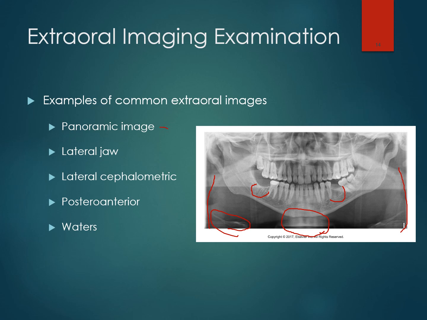The most common are going to be the panoramic and the cephalometric. Cephalometric x-rays are used in orthodontics to see where the position of the jaw is in relation to the upper jaw. Well, I always say the jaw is the lower jaw. The maxillary is always just a part of your skull. So when I say jaw, I typically mean the mandible. But the cephalometric tells you where the mandible is in relation to the maxillary. And the rest of these, the lateral jaw, the posterior, anterior, and the Waters, these are not very common, and you really don't need to worry about those.